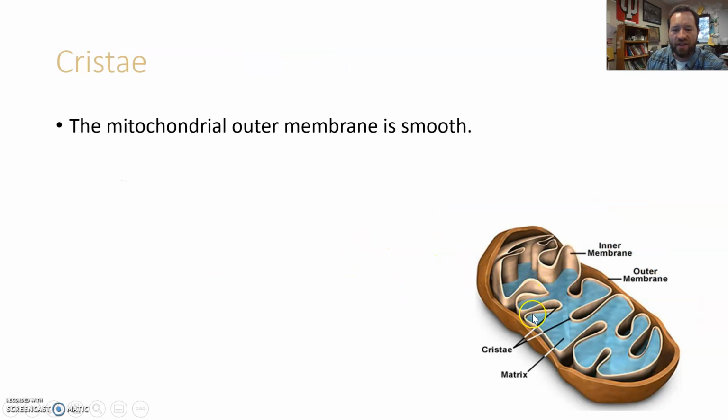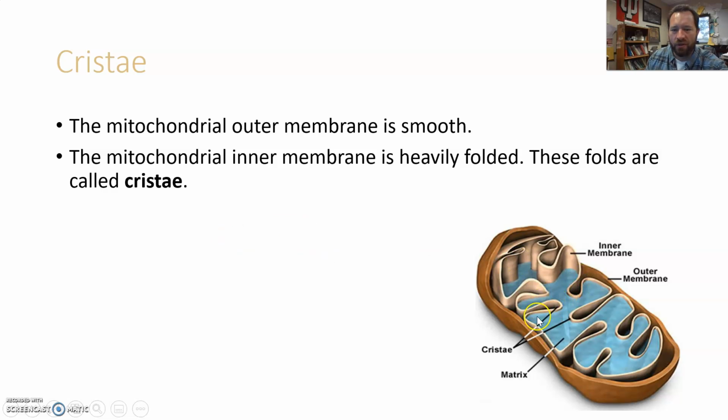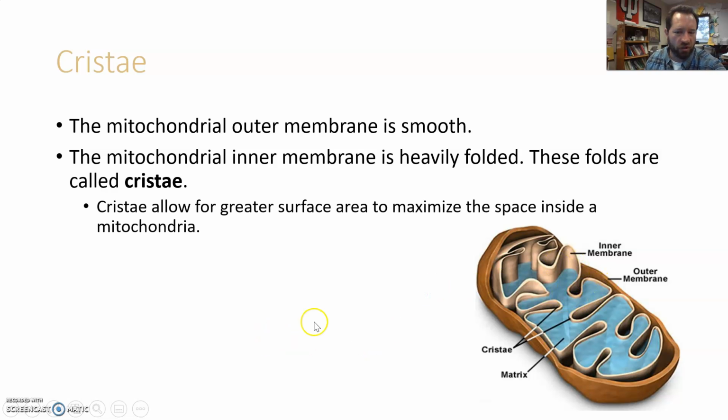There are cristae, that's heavily folded. So the outer membrane is pretty smooth, but the inner membrane just folds back and forth and back and forth and back and forth. And these folds are called cristae. Cristae is plural, crista singular.